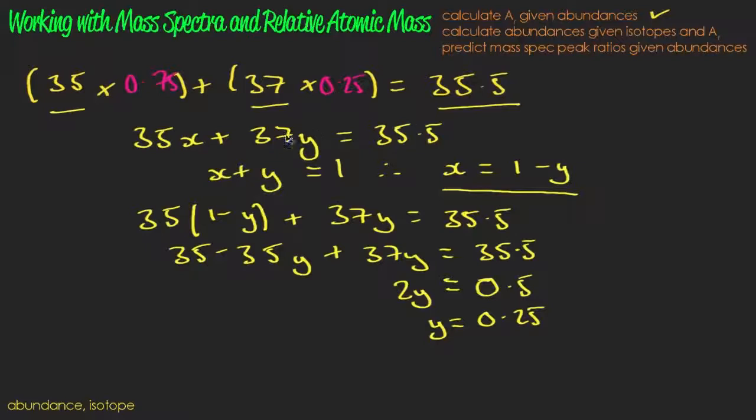And of course, matching our y back up, where are we? The y is matching to the 37, so we can say that the abundance of chlorine-37 is 25%. And if that one is 25%, it doesn't take much to say that the other one must be 75%. So that's pretty easy, not too bad.